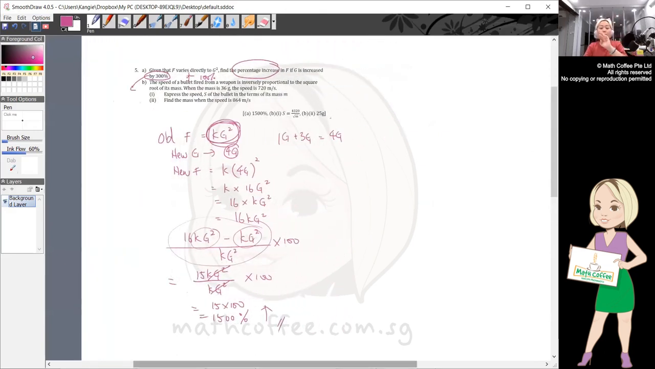Okay, so this is a commonly asked question and students always get confused and don't know how to answer this kind of question. And the common mistake I already mentioned is about the increase by 300%. Make sure you know that it's 4G and not 3G. That's for question 5A.